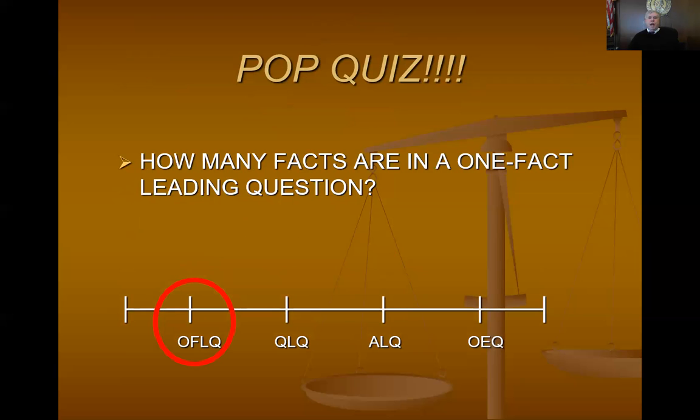So, pop quiz. How many facts are in a one fact leading question? If your answer was anything other than one, well, obviously that's wrong. So what's wrong with this question? You're wearing a green sweater that's a pullover and it has buttons. Well, obviously there's a lot of facts there.